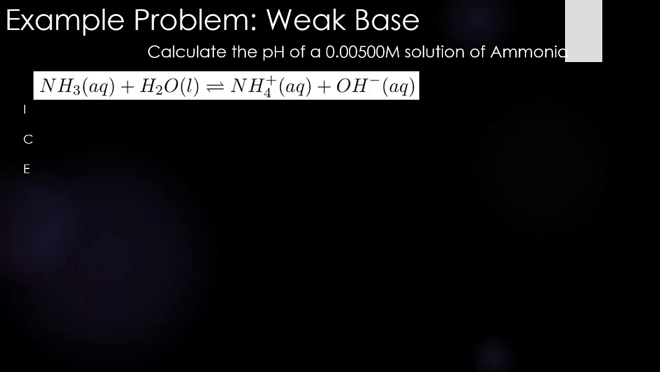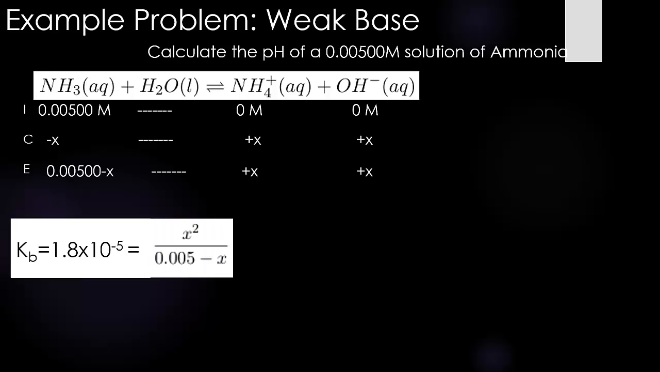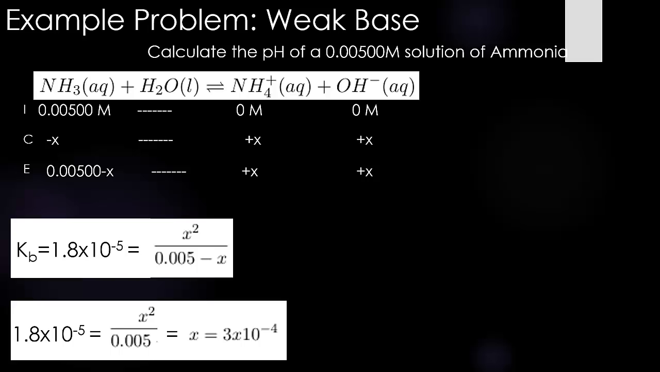Let's do the same thing with ammonia now. Ammonia, or NH3, is a weak base. Since we know what species we are dealing with, we should also note that we know the Kb because we can look it up. From here, we fill in the information we know, our initial values. We use x as our variable and find our equilibrium expressions. We can fill this into the equation for Kb. If we make the assumption, we get an x value of 3 times 10 to the negative 4th.